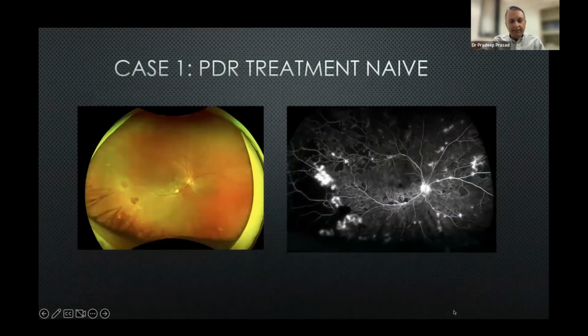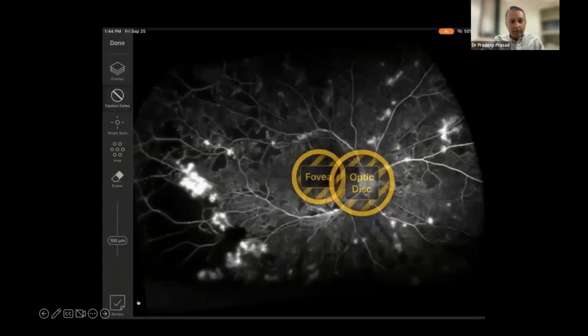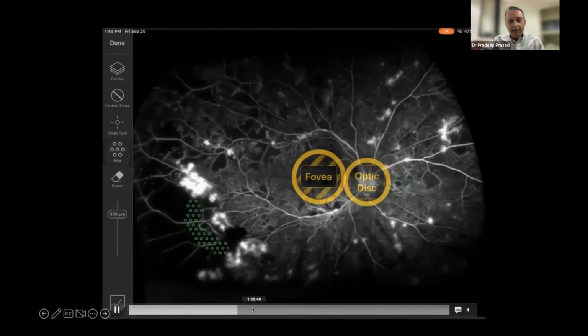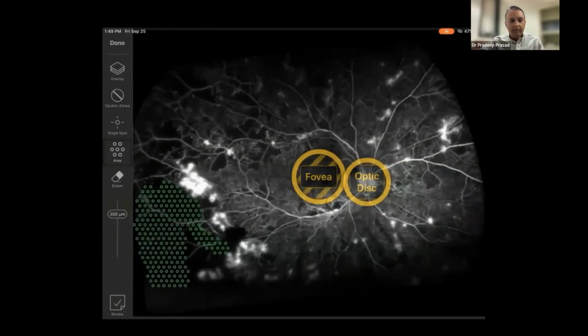So this is sort of an example of a case we might present. Again, this is not a subthreshold case, but we would upload in this case a patient who has treatment naive PDR, an Optos color photo, and a fluorescein angiogram. I won't play the entire video, but the trainee can then go through and plan out the treatment area, and then the attending can give some feedback about whether or not that's an appropriate treatment.